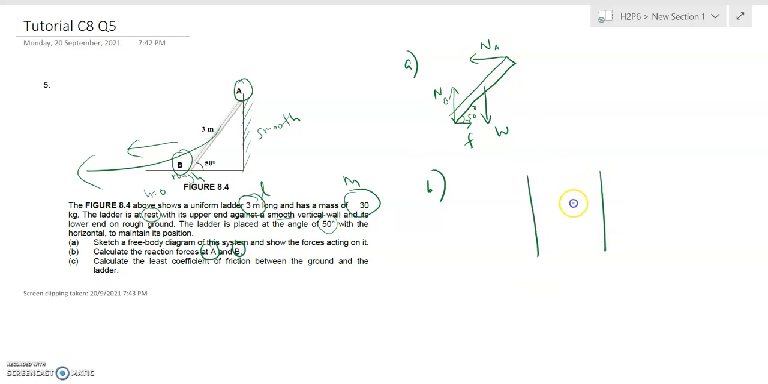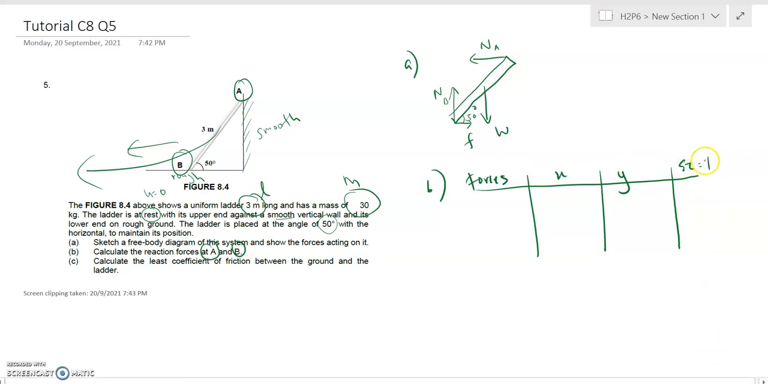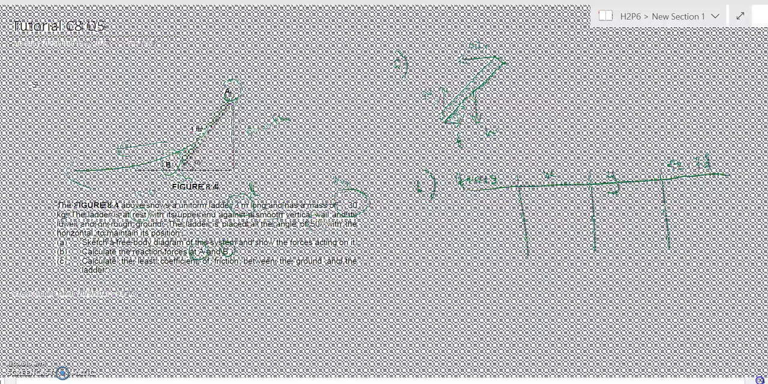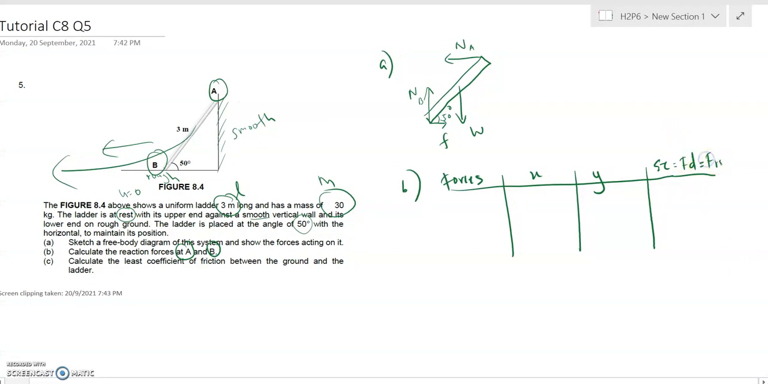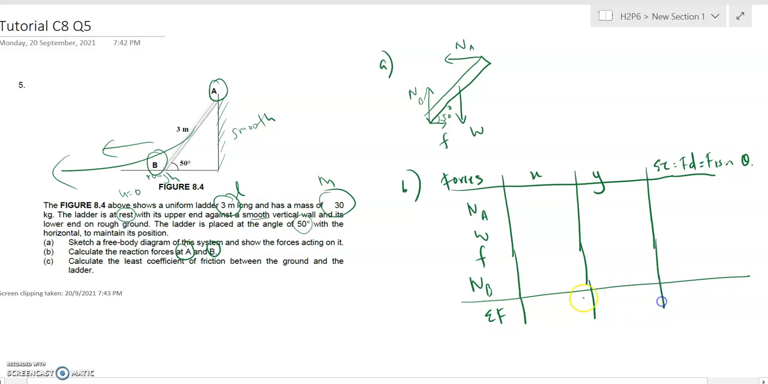So what we do is just use the table, with forces in X and Y. We will also have the sum of torque, where torque equals F times d, or equals F r sin theta. If you look here, my forces are NA, weight, friction, and NB. Because it is at rest, the sum of forces in X and Y is 0, and the sum of torque is 0.